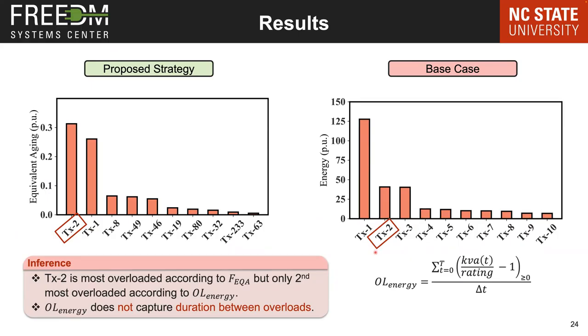And this is primarily because the overload energy does not capture everything. It does capture two things: one is peak overload, as well as duration of overload, because that comes into the energy value. But it does not capture the duration between overloads. So that is also an important factor which is being considered in the proposed strategy.